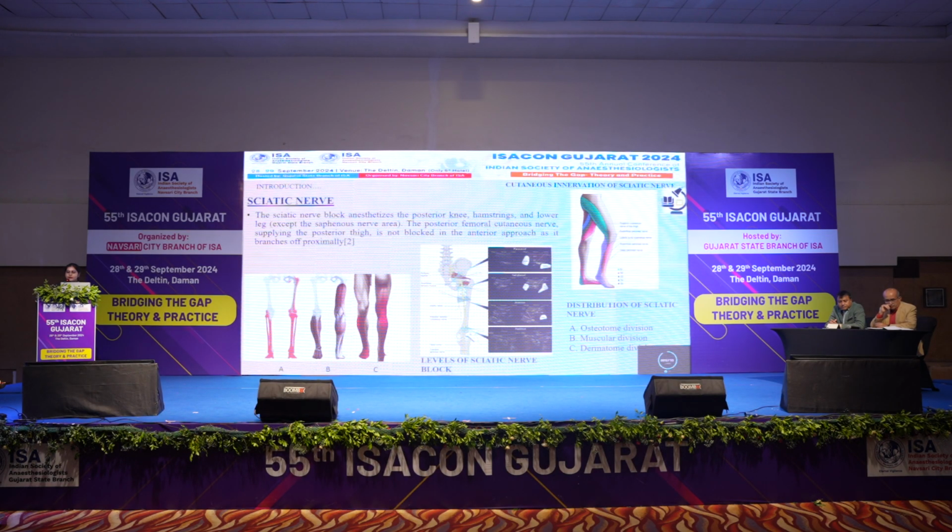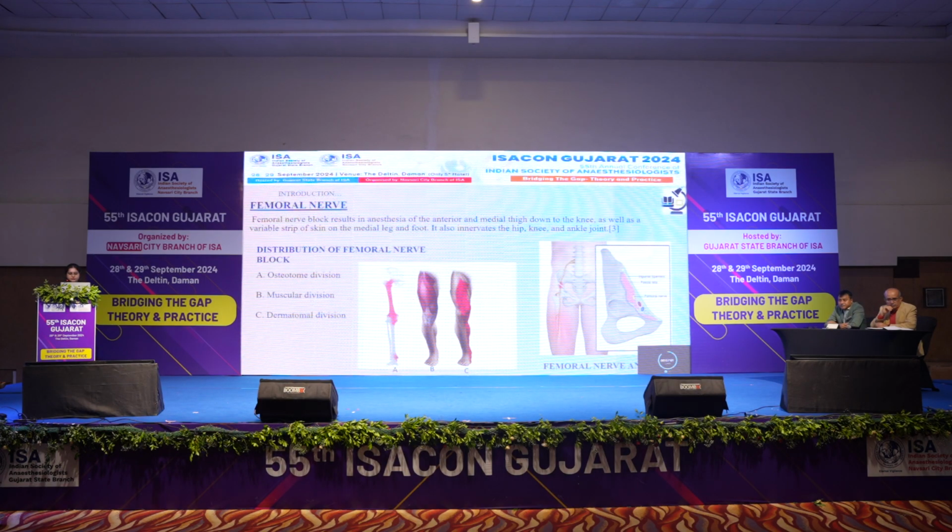The sciatic nerve block anesthetizes the posterior knee, hamstrings, and the lower leg except the saphenous nerve area. The posterior femoral cutaneous nerve supplying the posterior thigh is not blocked in the anterior approach as it branches off proximal to the knee. The given image shows the distribution of the femoral nerve block and the femoral nerve anatomy.